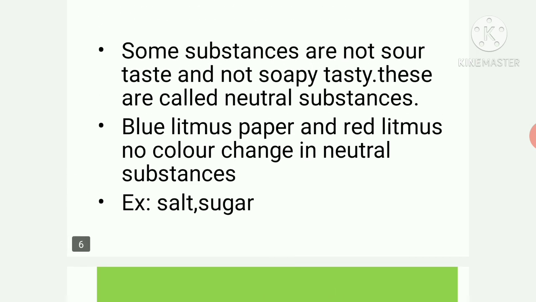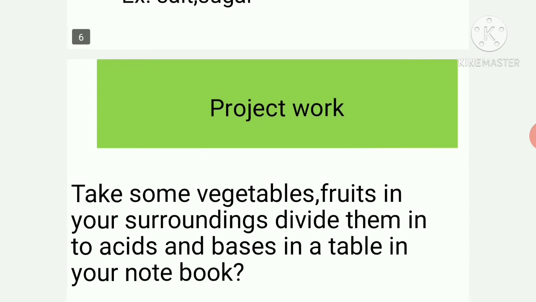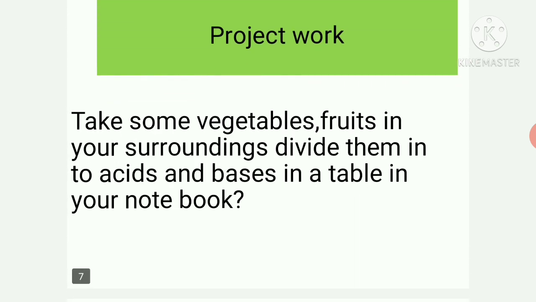Children, do you understand this chapter? Okay. Now, I give one project work in your notebook. Prepare this project work in your notebook. Take some vegetables and fruits from your surroundings. Divide them into acids and bases in a table in your notebook.